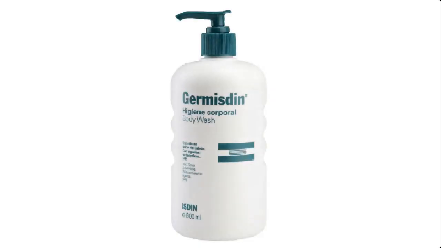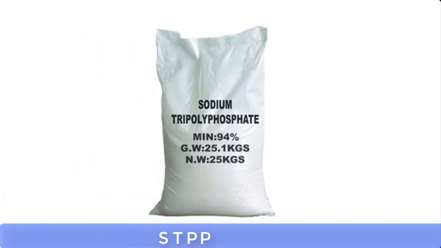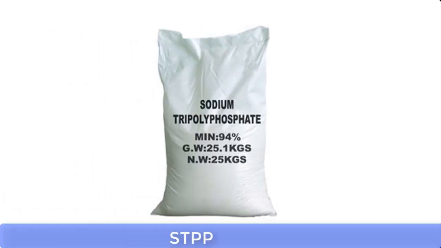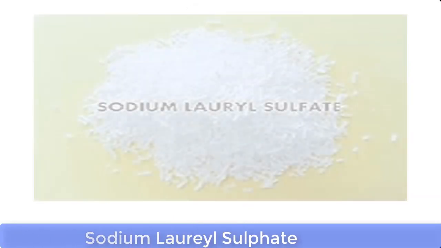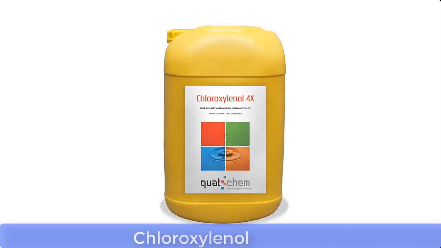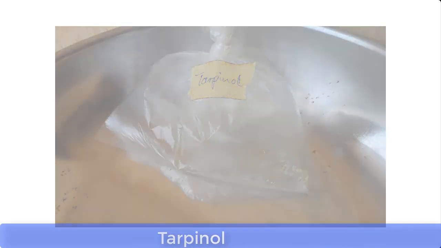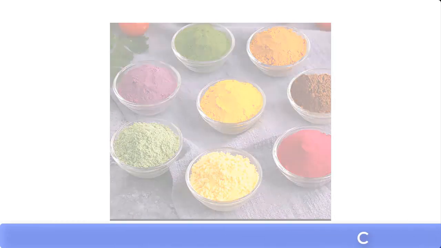Antiseptic shower gel can be made from the following materials. These are nitrosol, sodium tripolyphosphate, also known as STPP, sodium bicarbonate, sodium lauryl sulfate, also known as SLS, chloroxylenol, tapinol, glycerin, vitamin E, sodium benzoate, color, and perfume.